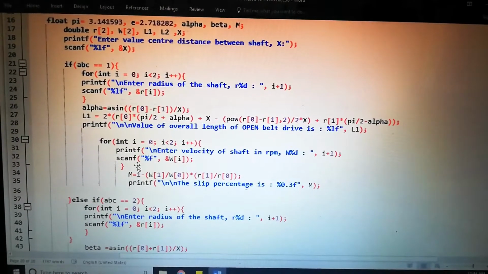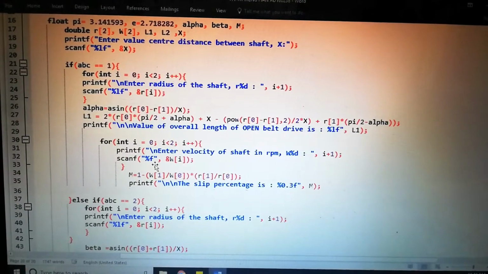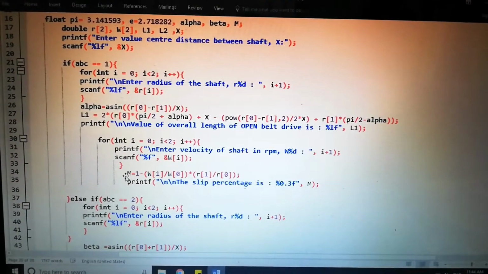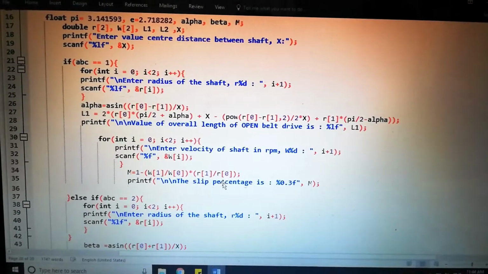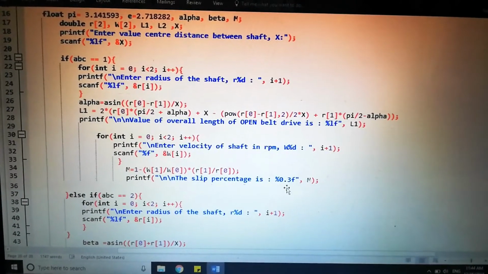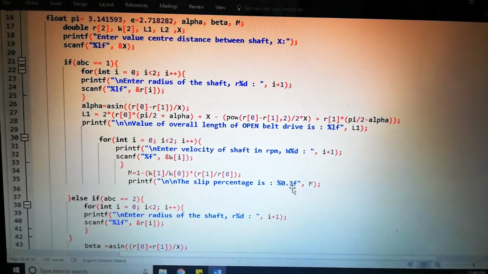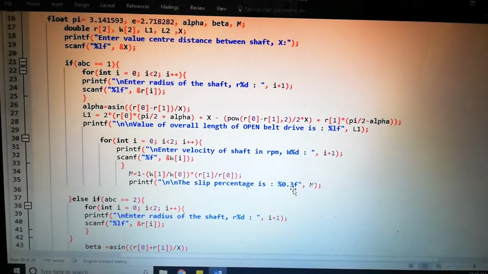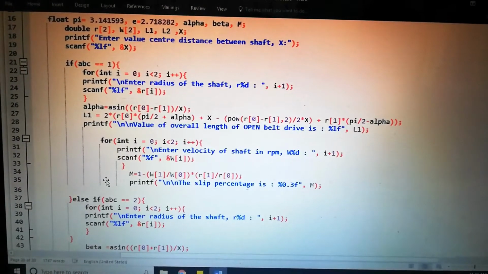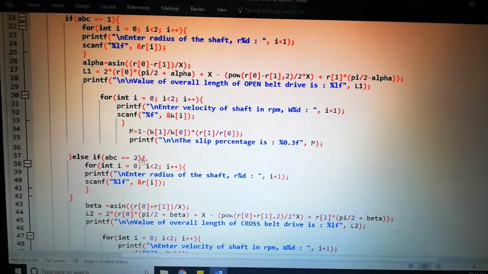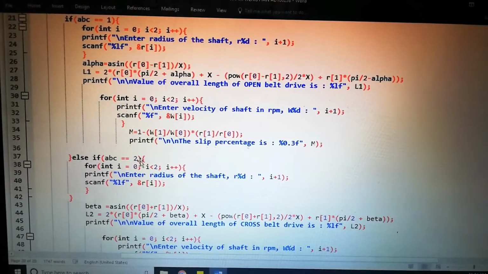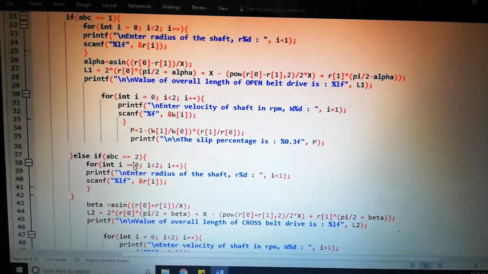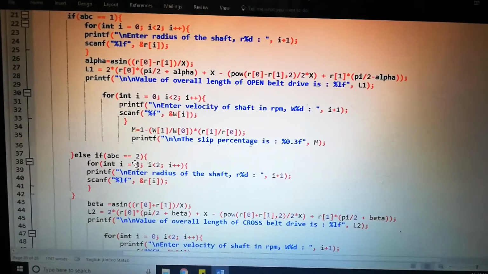So same as before, we scan the value of float. By following the formula of slip, we get the slip percentage. This is our display, and I have limited the value of the percentage to 3 decimal places. So this is for the second function, and we use else if to represent it. And this ABC equal to 2 is for the closed belt drive system.